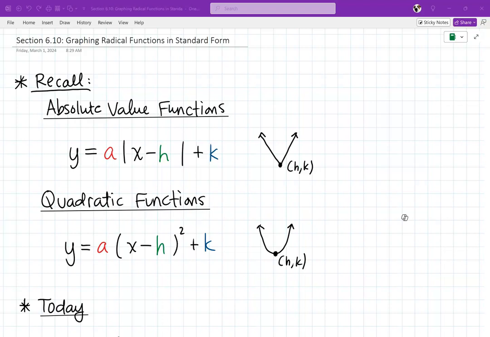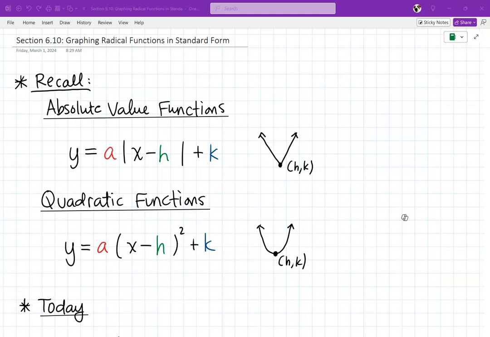So in the very beginning right here, I know this has been up for a little while, I put a recall. Do you remember how we graphed absolute value functions? They look like letter V's. And the formula is y equals a times the absolute value of x minus h, plus k. We know (h, k) is our vertex and a is our amplitude. If a is positive, it opens up. If it's negative, it opens down. And also remember, a is kind of like our slope for this function. It can tell us where our next points are located.